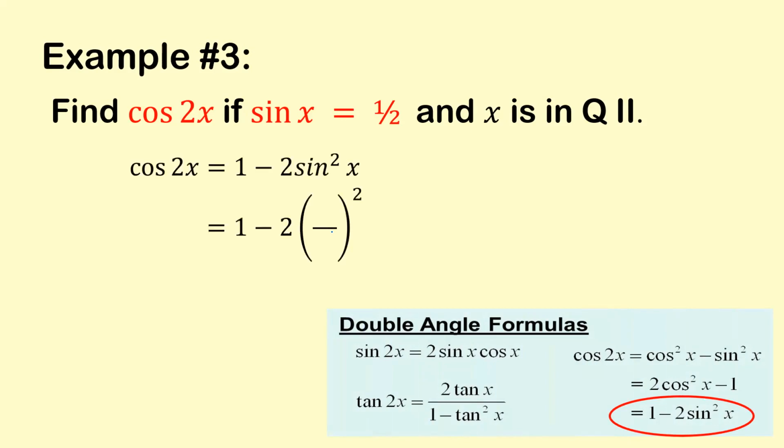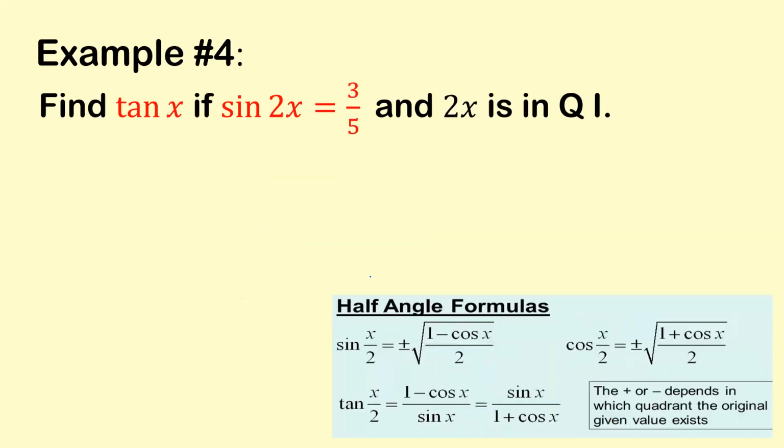This is 1 minus 2 times the square of 1/2. Okay, so this will just be 1/4. 1/4 times 2 is 1/2. So, magiging 1 minus 1/2. And that's just equal to 1/2. Yan. Okay, so that's it for example 3.